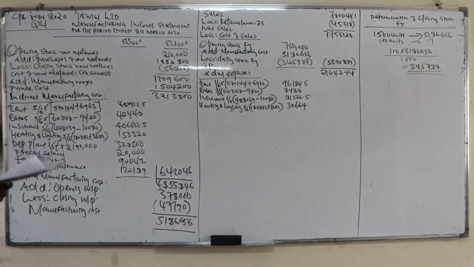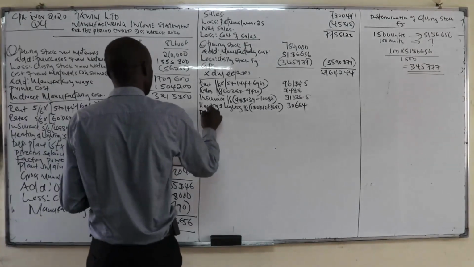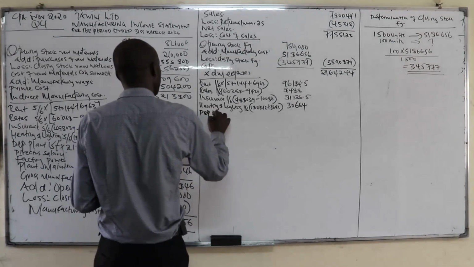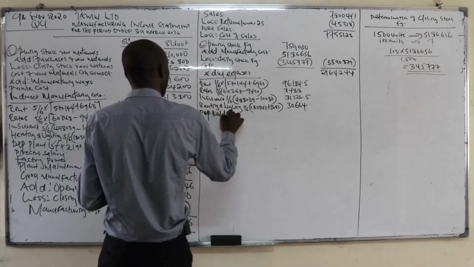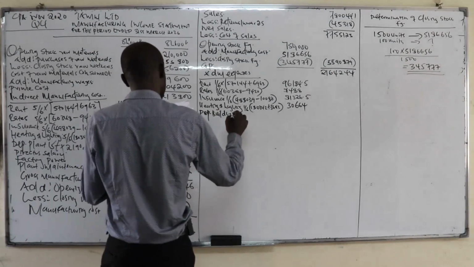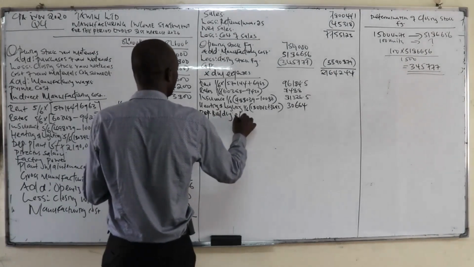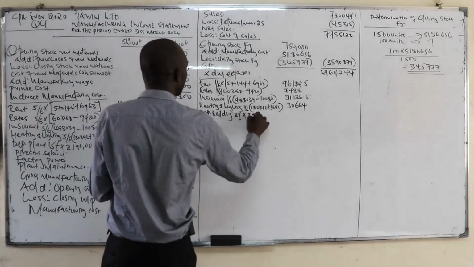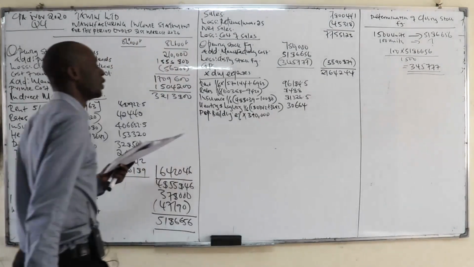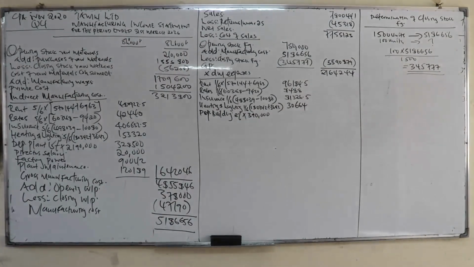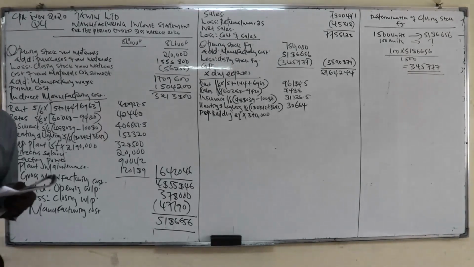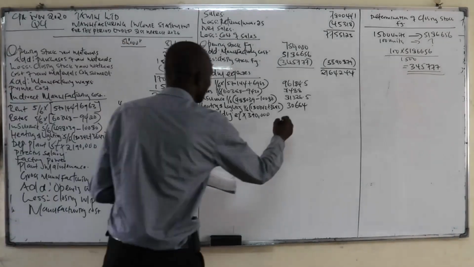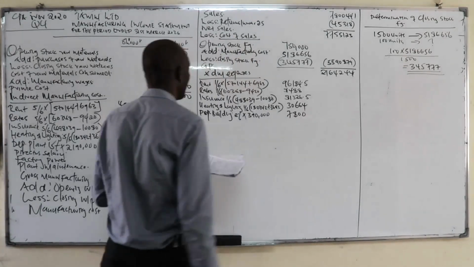So depreciation building, they're saying it is an admin expense. Depreciation building is how much? 2% on the cost. That is admin expenses. What is the cost of the building? 390,000. 2% of 390,000 is how much? 7,800. So that is an admin expense, 7,800.